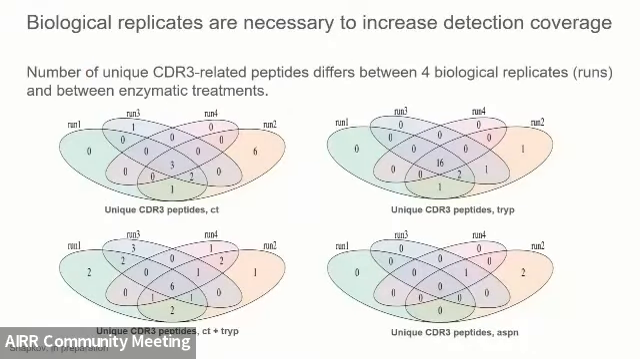So the first thing is, a hunch was correct, because biological replicates are quite necessary to increase the detection coverage. What I mean by that is, as you can see in this Venn diagram, in the center, regarding the CDR3 related peptides, most of the peptides are quite reproducible from one run to the next. But on the outskirts, you can see that there are cases where there are peptides that map to only one of the 4 replicates. So we can see that every time we run the mass spec with the same samples, we detect something new. So it means that replicates are quite necessary for a more comprehensive look.